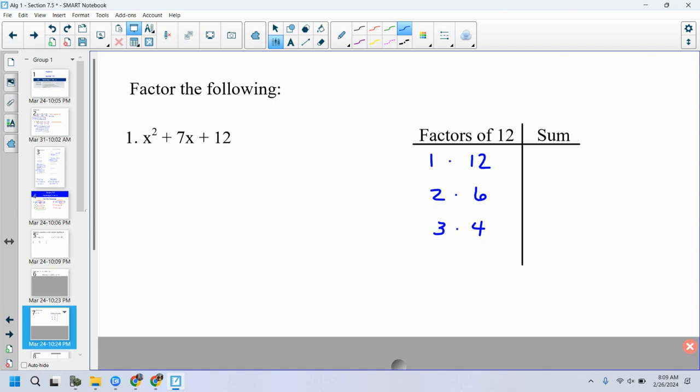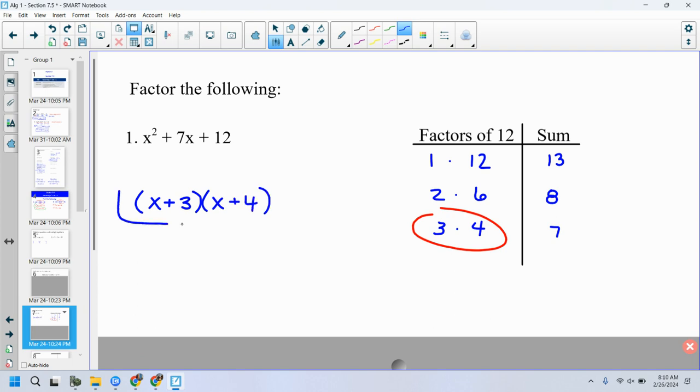Now, if I add those together, what is 1 plus 12? What is 2 plus 6? And what is 3 plus 4? Okay, which set of factors add together to get the middle number? 3 times 4. These ones here. So what does that imply? Well, that implies that my answer is x plus 3, x plus 4. You look for the factors of your last number that will add together to get the middle number.